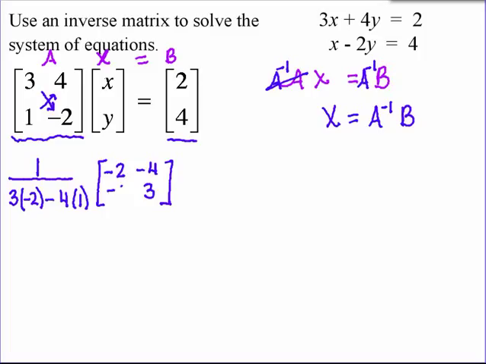Now what I need to do is simplify. I'm going to take 3 times negative 2, which is negative 6, minus 4. When I take negative 6 minus 4, I get negative 10. So I end up having negative 1/10 on the outside, and my matrix on the inside will be negative 2, negative 4, negative 1, 3.